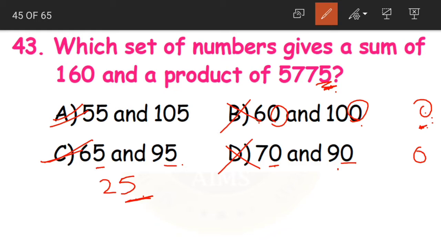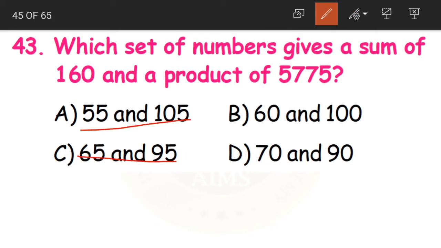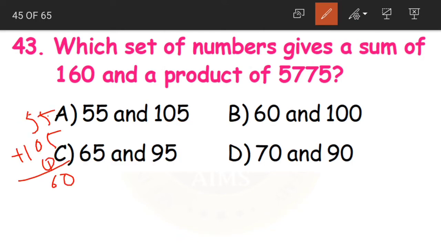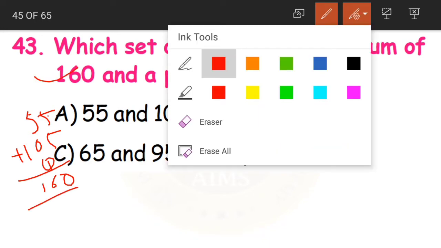Now with the help of this technique, what did we do? We narrowed down our options to only A and C. B and D cannot be our right answers. It can be either A or C. So we need to multiply and check only these two. Sorry, first we should add, right? Yes. 55 plus 105 is equal to how much? 160. Yes, the sum is 160.